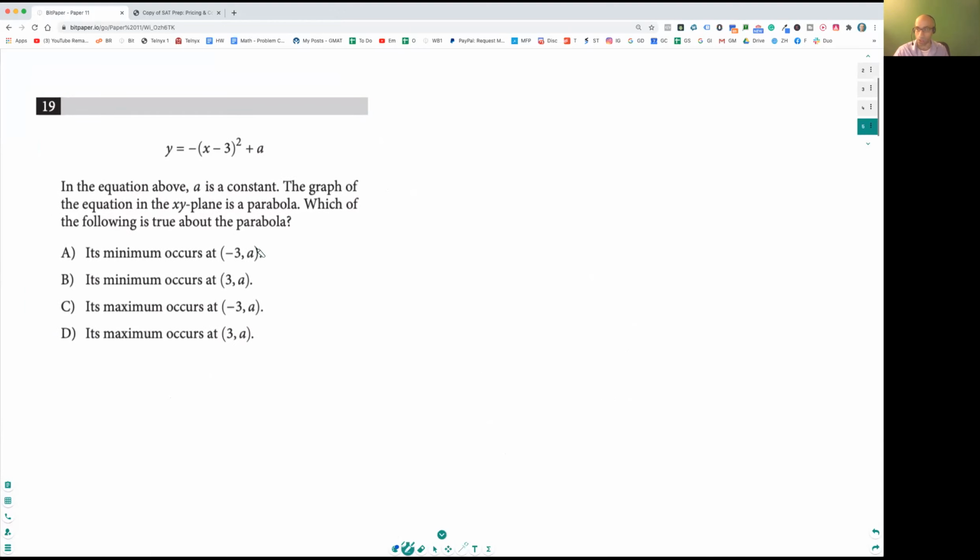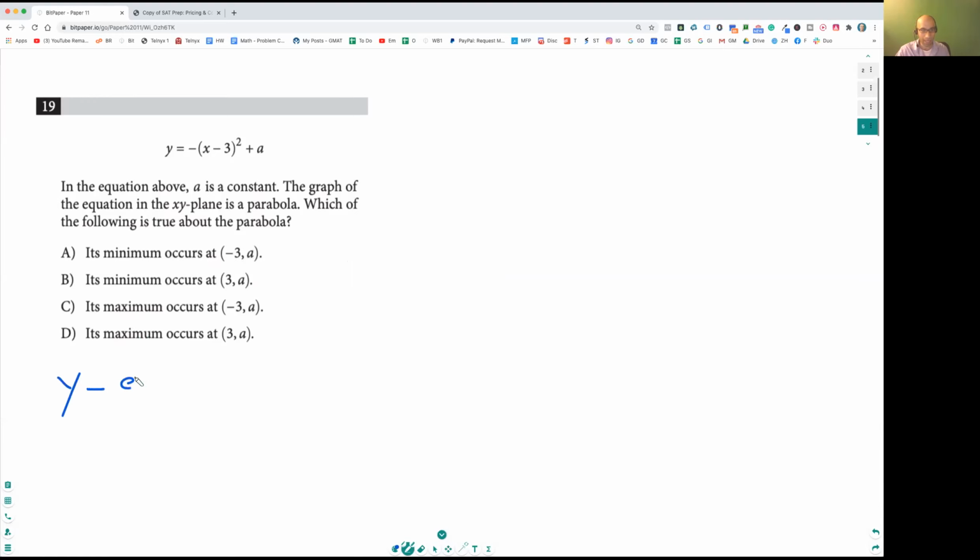Yes, you're going to graph it, right? So with this one, immediately you should know y equals something squared means it's a parabola. It's a parabola, and you're going to have y minus a equals negative (x minus 3) squared. I'm just going to write this down below over here.